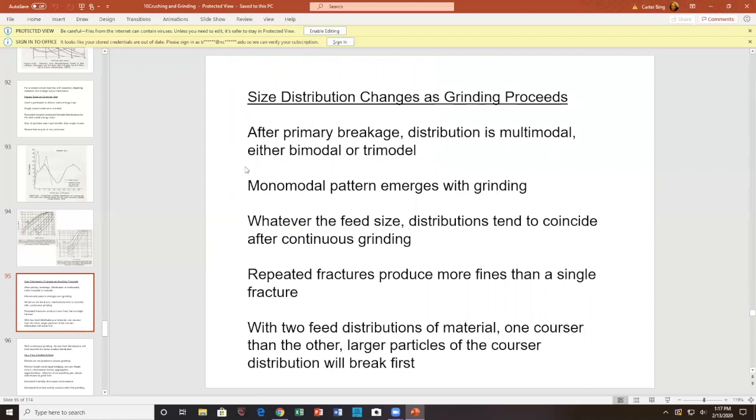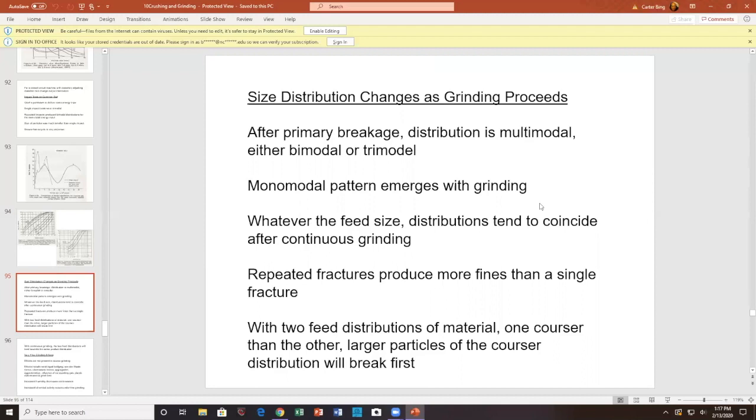Distribution multimodal, monomodal pattern emerges with grinding, sorry. Whatever the particles feed, whatever the feed size, the distributions tend to coincide after continuous grinding. So it doesn't matter what the size distribution of the feed is. After continuous grinding, they all merge.